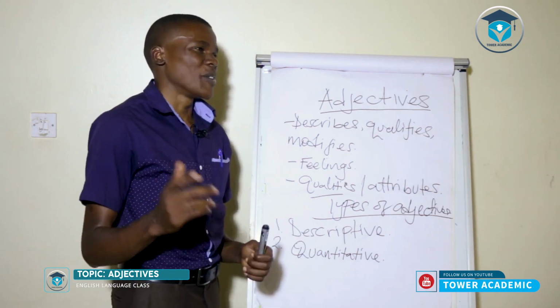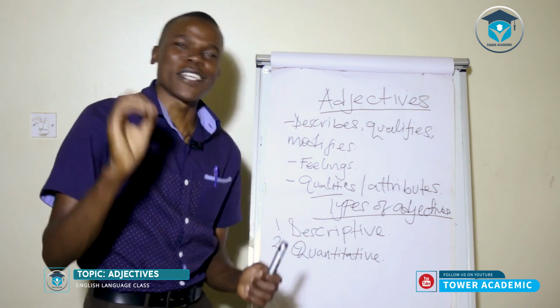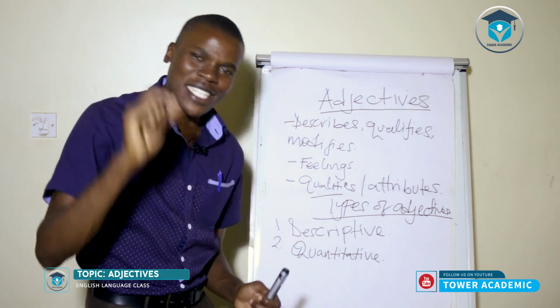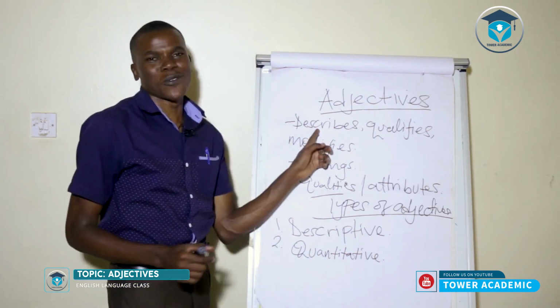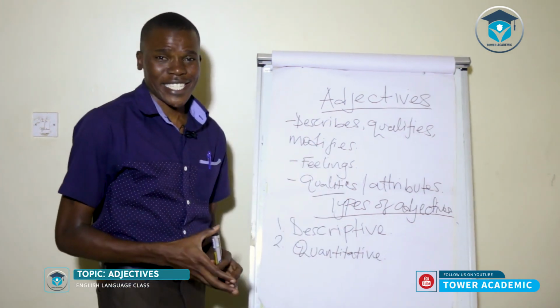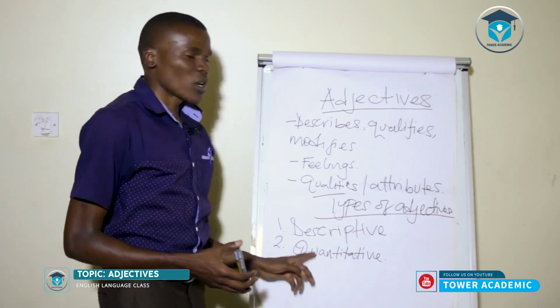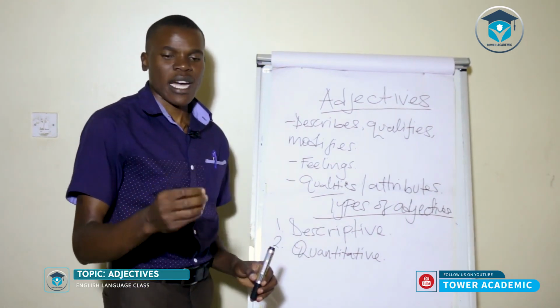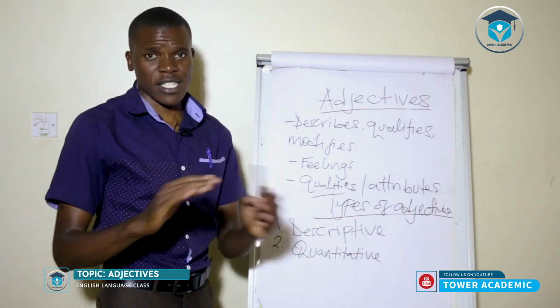I don't know why I like so much descriptive adjectives. It's just because adjectives are words that are used to describe, if we were to go back to our definition. I think that's why it is sticking so much into my head, as a matter of fact. But when we talk about quantitative, we are looking at how much, how many. It's as simple as that.